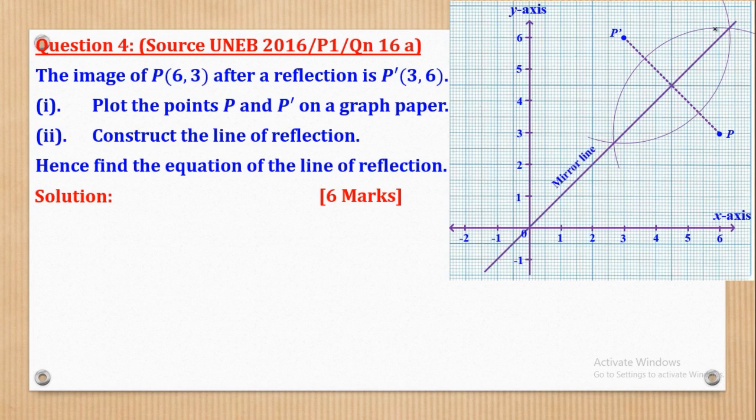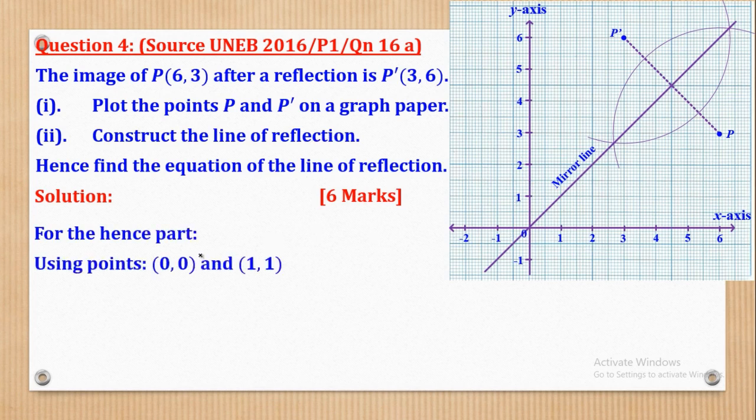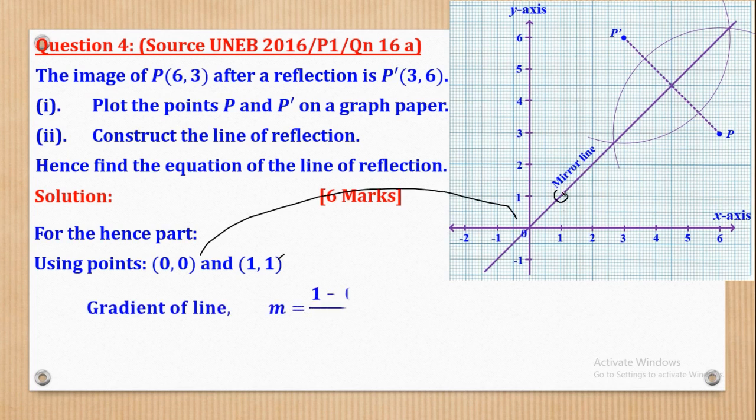Now next, they said construct the line of reflection, which is this. Then next we said hence find the equation of the line of reflection. So to find the equation of a line, we need to get 2 points. We are going to get 2 points on that line. There is this point 0, 0 and also this point 1, 1. Now using those 2 points, I'll come and get the gradient as 1. I also know that the y-intercept is 0, therefore c is equal to 0.